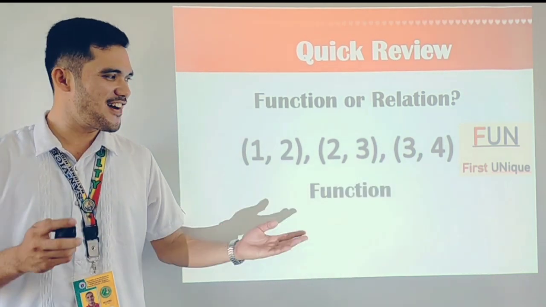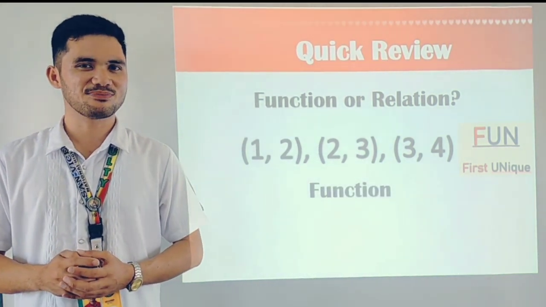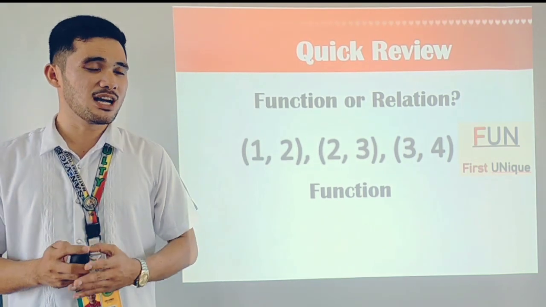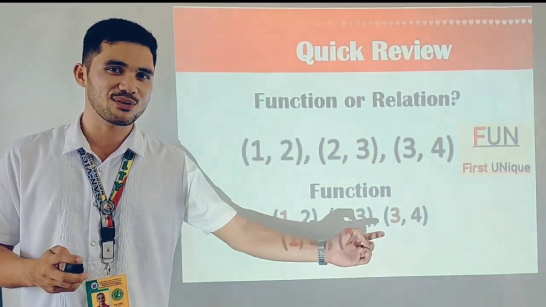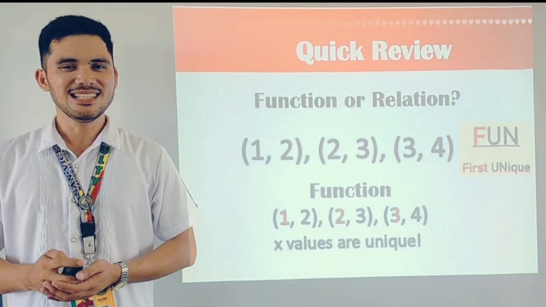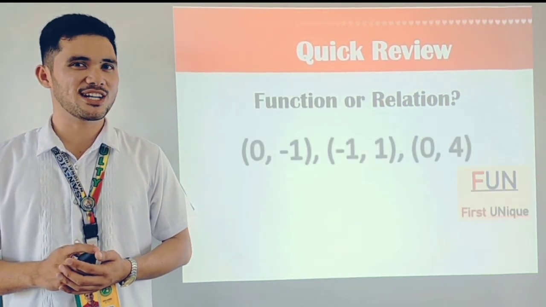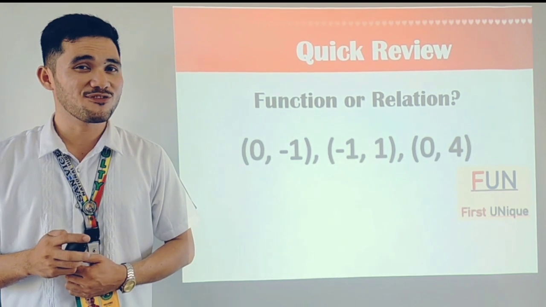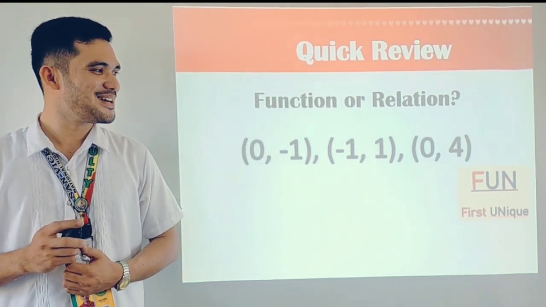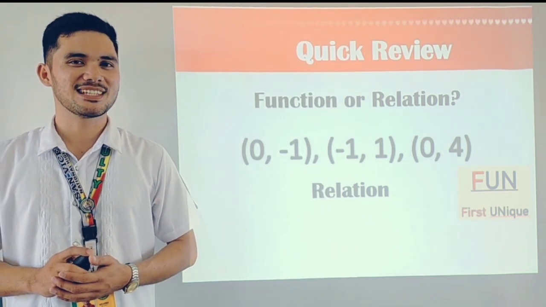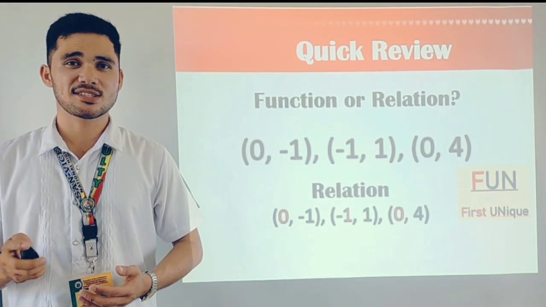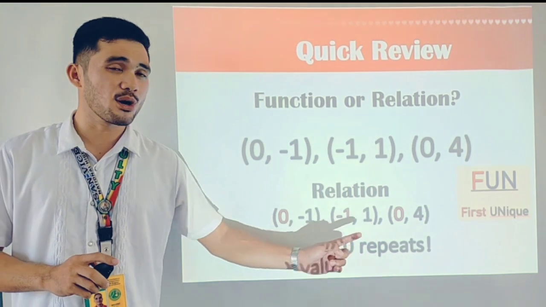Correct, that is a function. How do you know? Yes, because the first elements are all unique. We have 1, 2, and 3. Okay, next, how about this one? Just remember the word fun. Okay, that is relation. How do you know? Yes, exactly. Because as you can see, the x value 0 repeats.